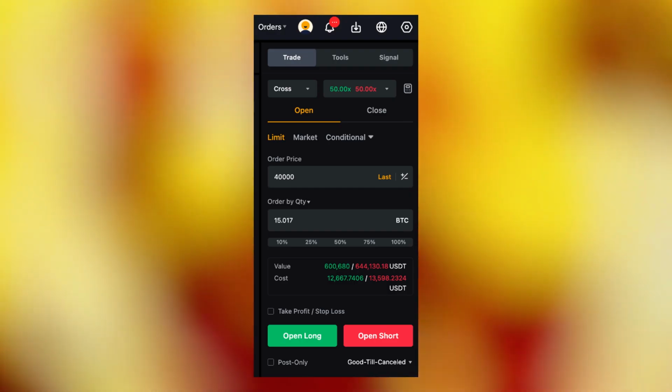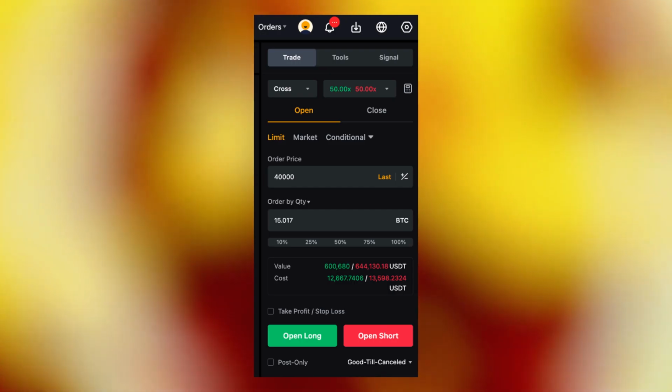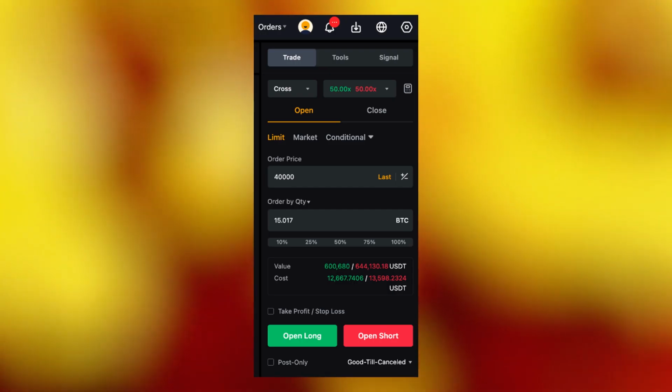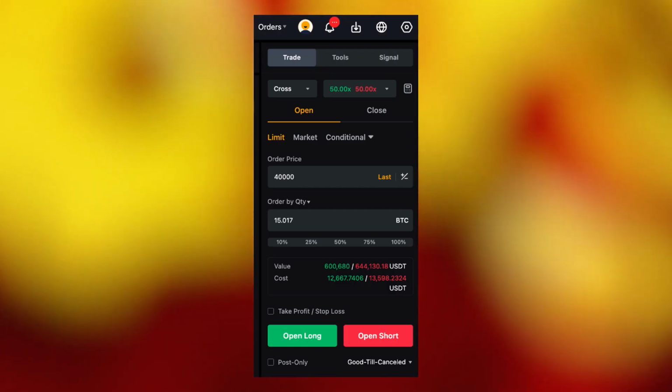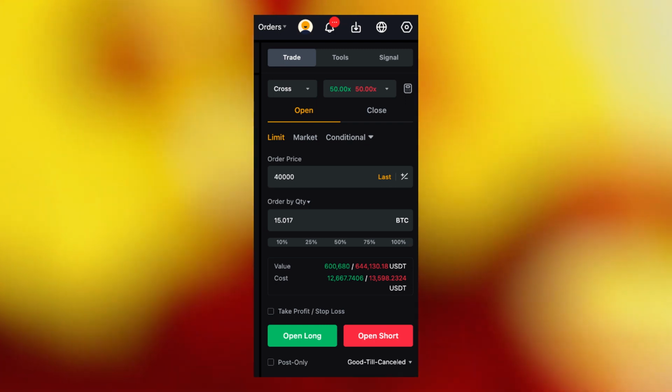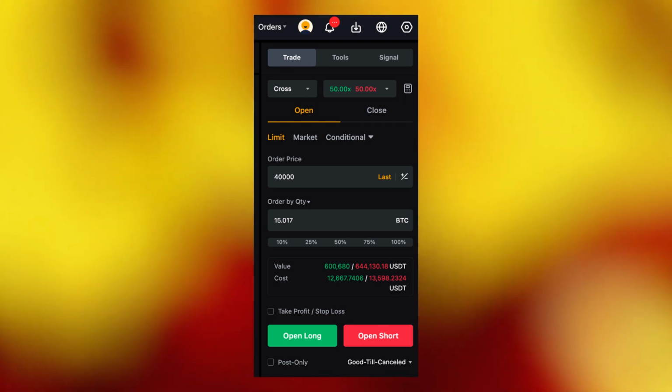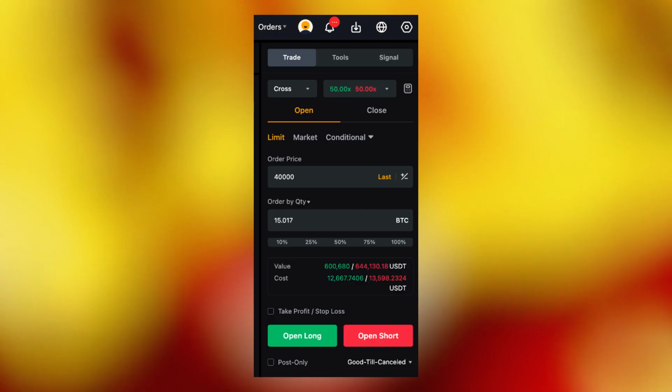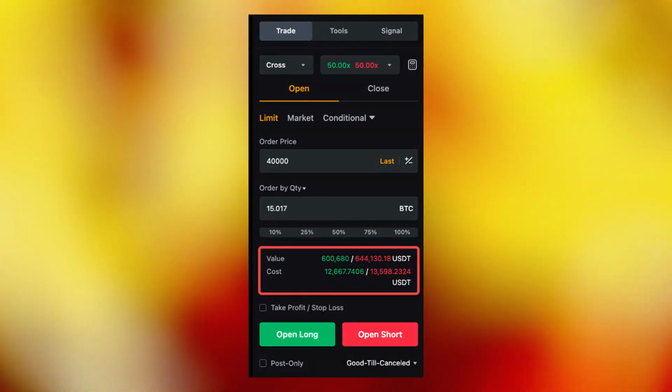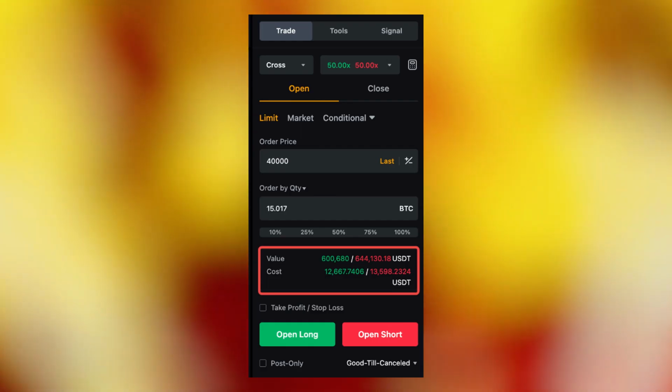You have three order types. You have the limit order, where you enter price and amount and it's executed only at your chosen price. The market order, which executes immediately at the best available price, and the conditional order, which triggers when the market hits a certain price, stop loss, take profit, etc.